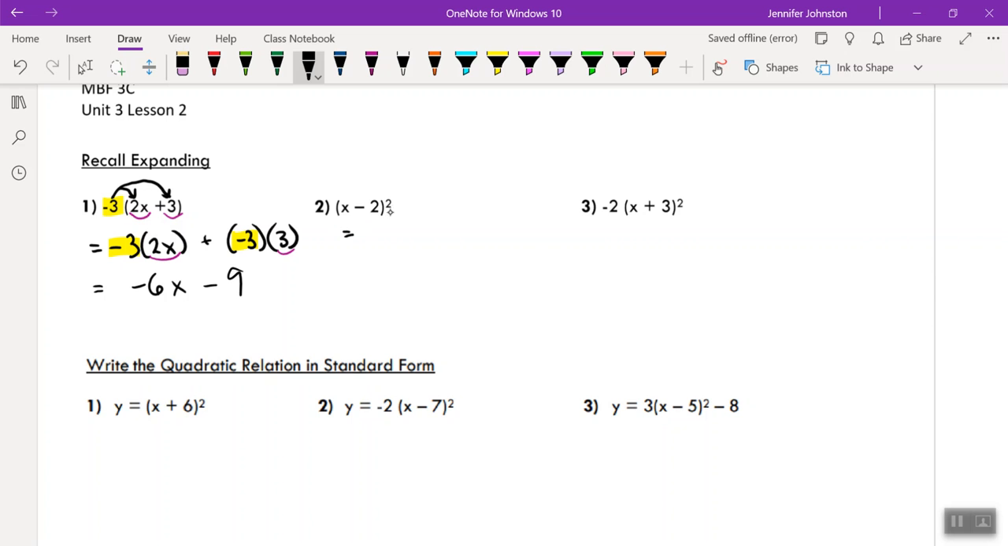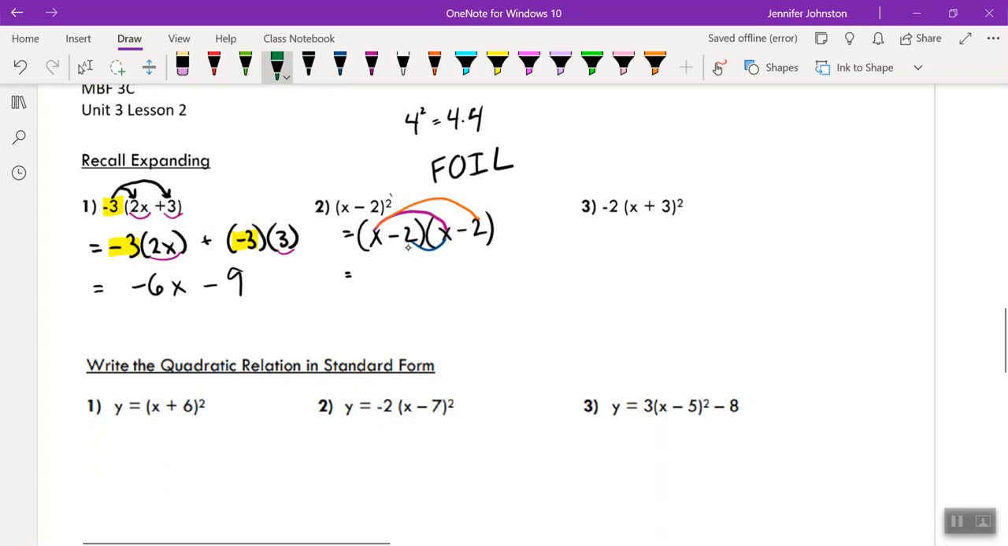All right, so for this next one, it's telling us that there's 2 of them. Okay, so let's write them both out. There are 2 of them being multiplied by each other. Because if we had anything like 4 squared, this is just 4 times 4. Or if we had this squared, this is this times this. Do you remember how to expand something like this? Starts with F, and it goes O, and then an I, and then an L. FOIL. First, outside, inside, and last. So the first x gets multiplied by x, x times x, we get x squared.